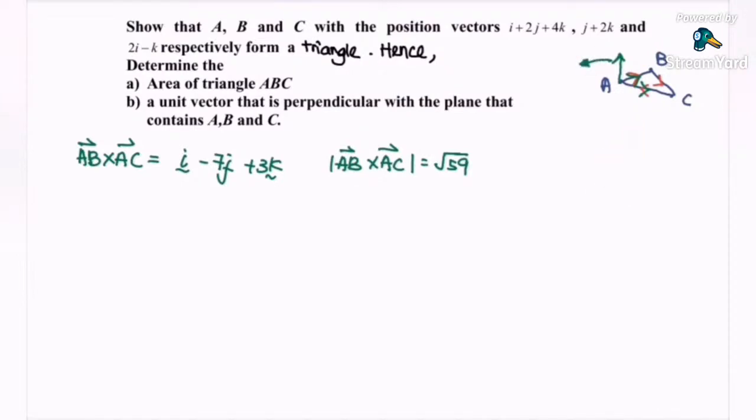So kindly refer to the formula for unit vector. The unit vector normal, n hat, is equal to the vector AB cross AC over the modulus of the vector AB cross AC. So kindly substitute the formula.